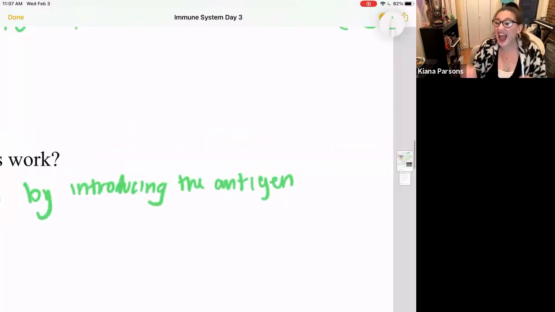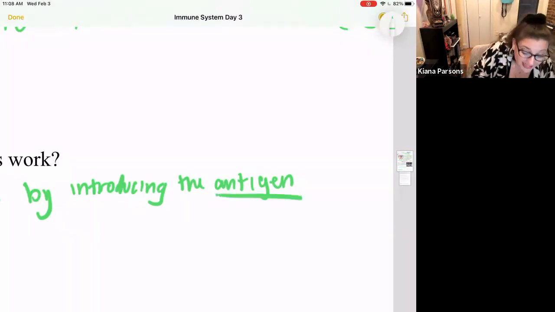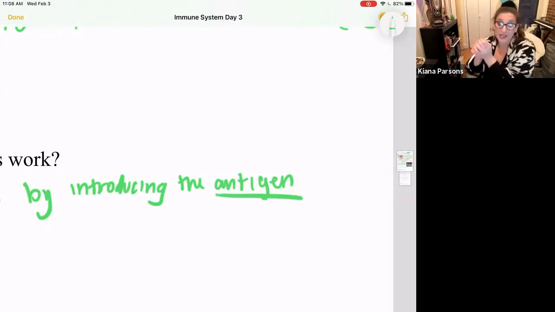So it's not the actual virus. It's not the actual bacteria that's going to make you sick. Instead, it's just a little piece, right? It's just a little part of the game. It's just the batting cage. It's not the whole thing. And in doing that, your body is prepared for the next time it encounters that pathogen. And when it encounters that pathogen again, it has the antibodies already prepared to attack it.